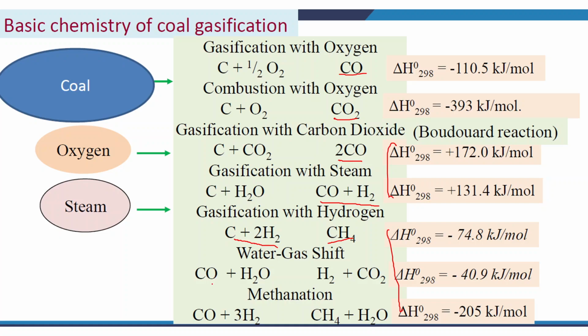Because carbon monoxide we cannot release into the environment, this is a poisonous gas. So on reaction of this carbon monoxide with water, we get hydrogen, which is also a very good energy source. And the methanation reaction takes place, which is carbon monoxide plus hydrogen, which gives methane.